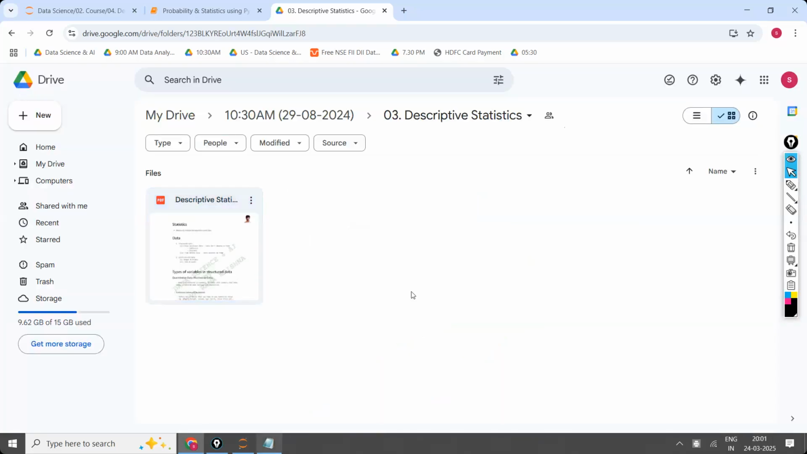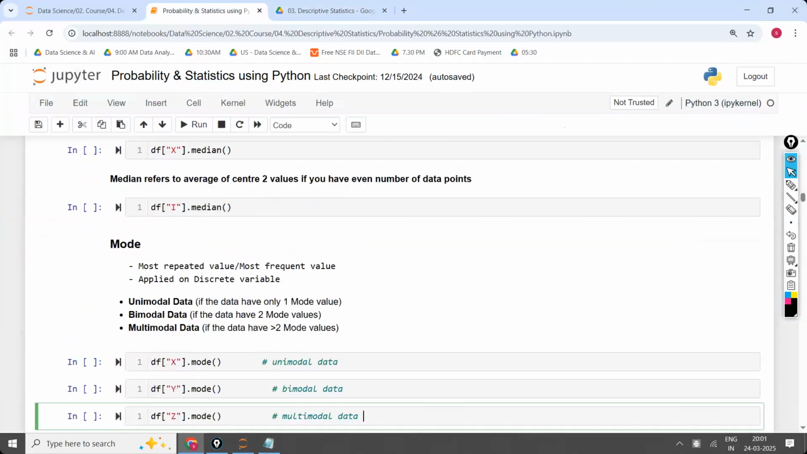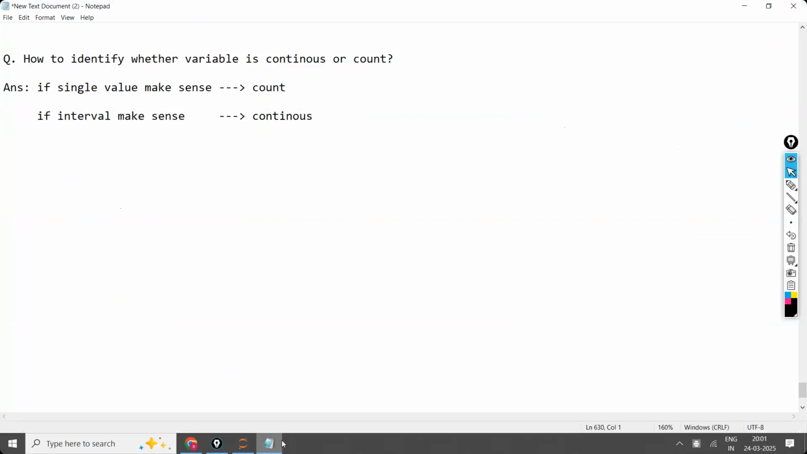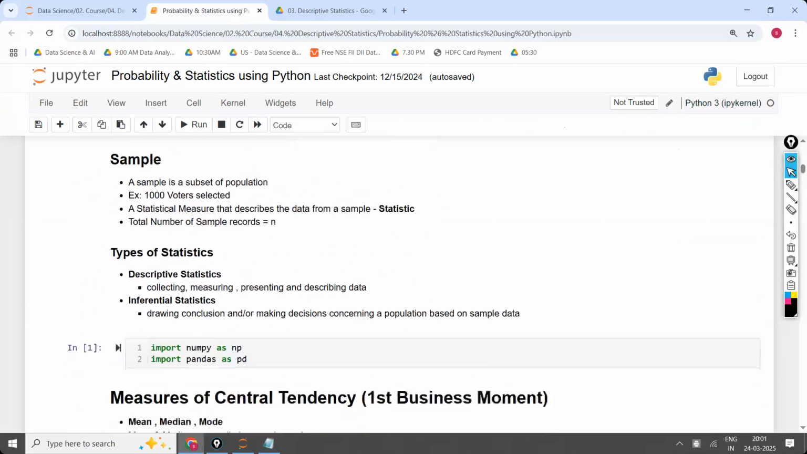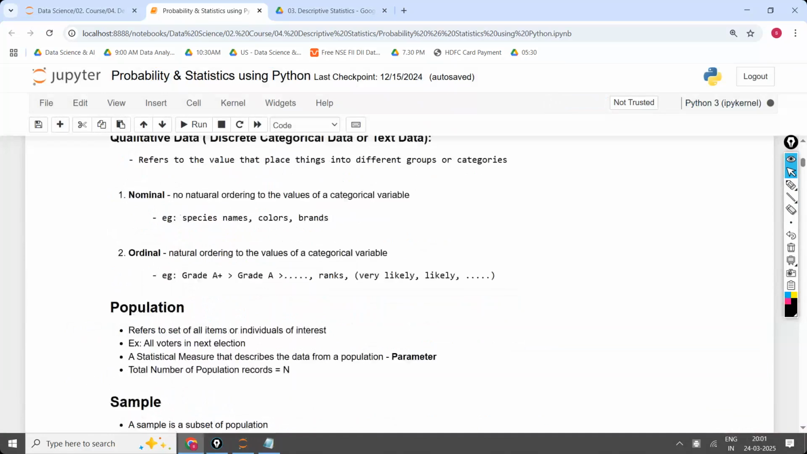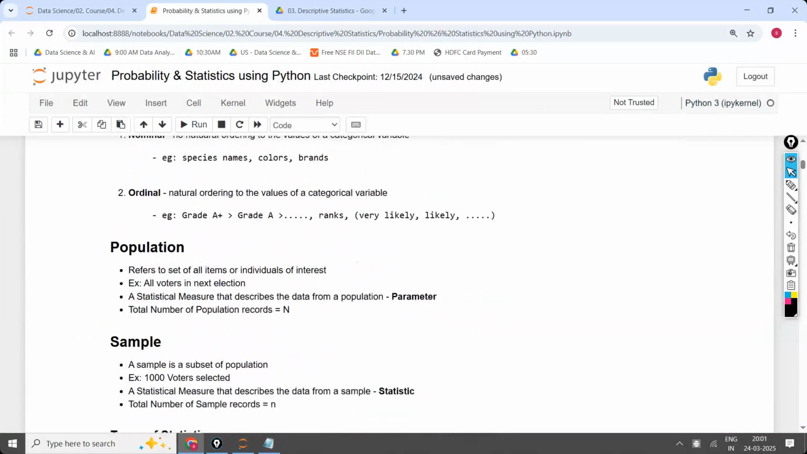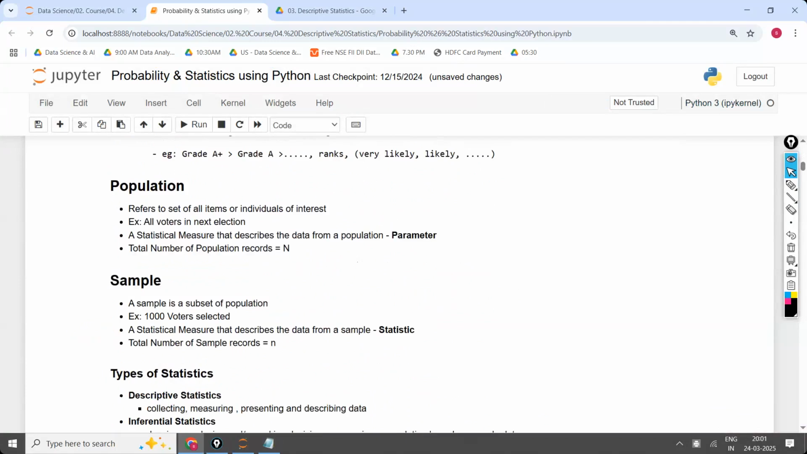Now, coming to this point, first let us start here within the statistics. As I've told you, first you should know the variables. What are the different types of variables we are having? Next, automatically, population and sample. Population means the entire data is called population. Sample means part of the data.